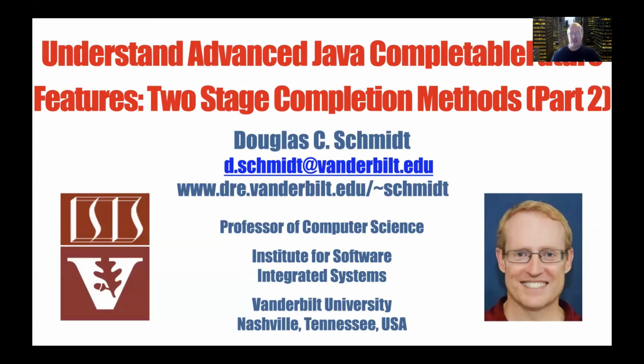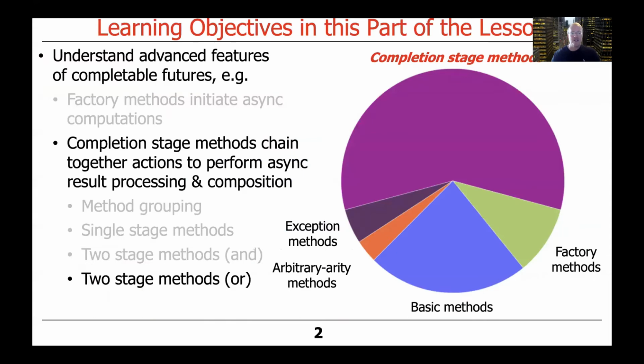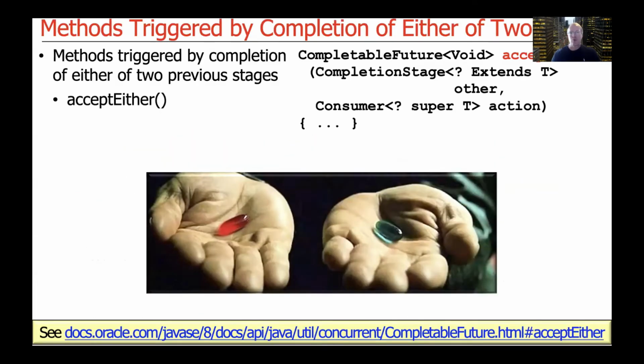So now let's go ahead and look at the second example of two-stage completion methods. And this is going to be the one that performs a logical OR. There's a couple of different variants of this. We're going to look at one of them. This is the acceptEither method. And this particular completion stage method will be triggered when either of two previous stages complete.